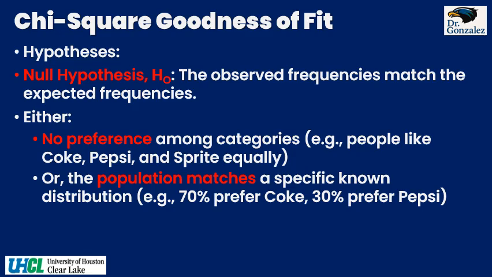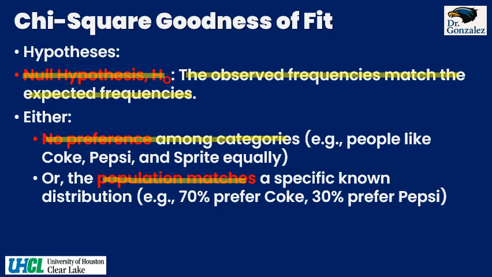In a chi-square goodness of fit test, we have a null and an alternative hypothesis, just like any other statistical test. Our null hypothesis says that the observed frequencies match the expected frequencies. There's no difference between them. We could say there's no preference among categories, so people like Coke, Pepsi, or Sprite equally, or the population matches a specific known distribution.